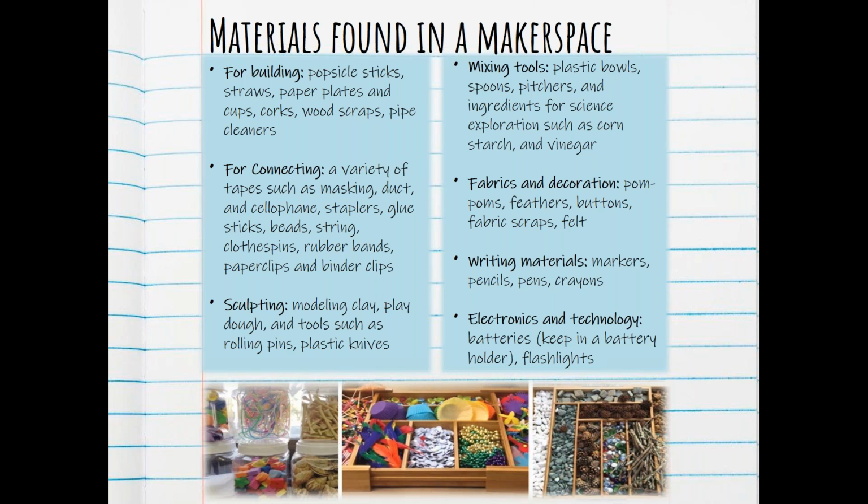You can have those writing materials so that you can plan out what it is that you want to sketch and what product you want to have, such as markers and pens and pencils and crayons. And then you can also have electronics and technology. Those are batteries, and you can keep those in a battery holder, and you can have flashlights.